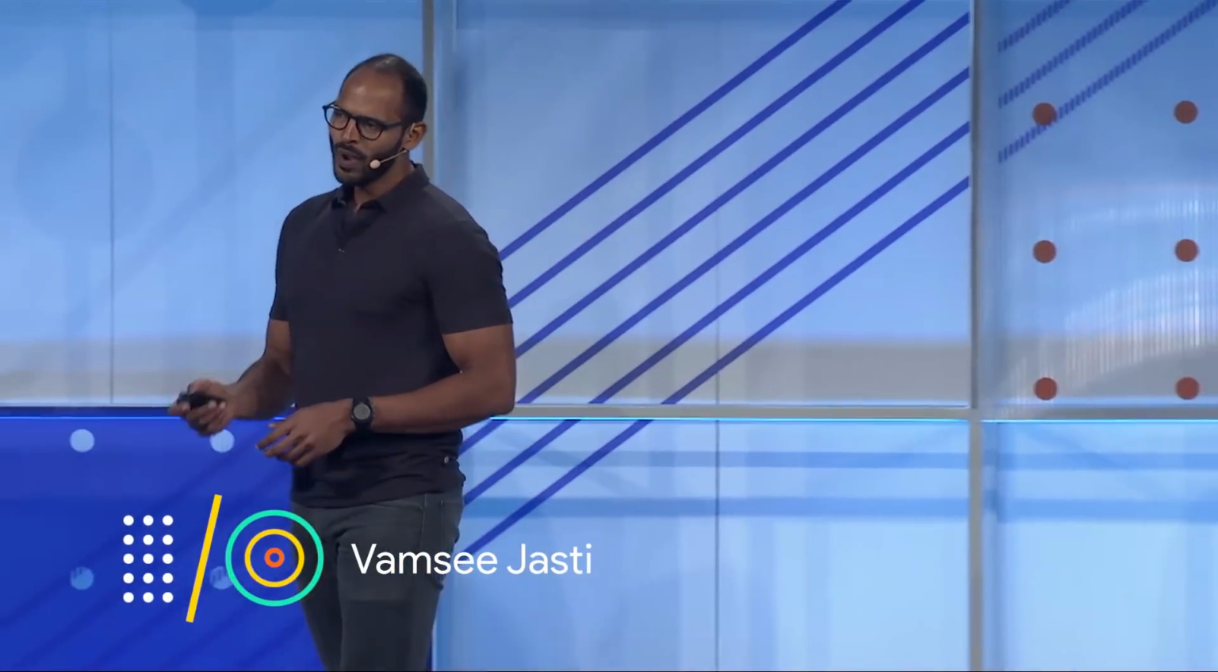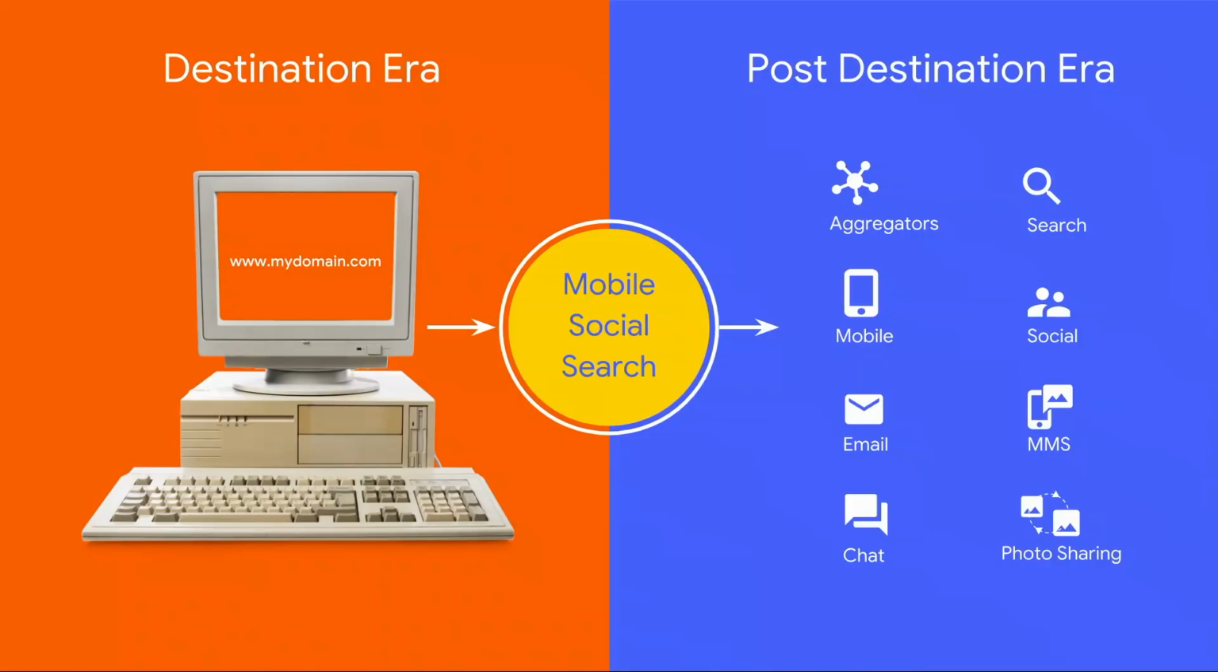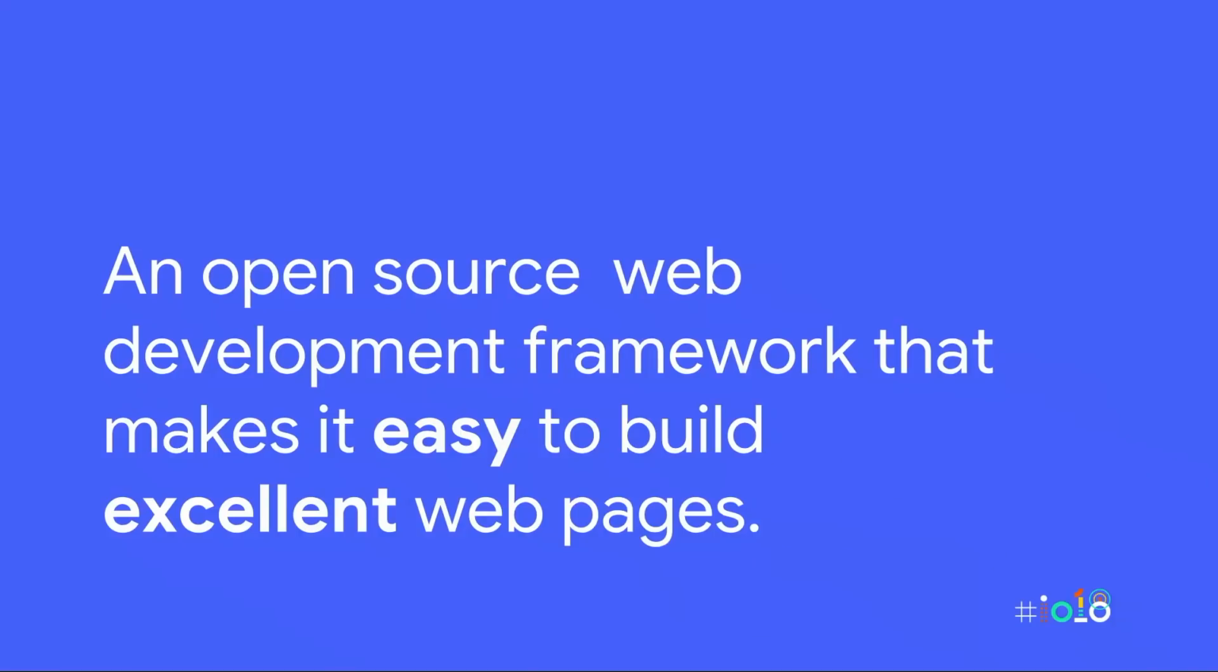Let's go. The web used to look like this. It was made of destinations that people remembered and went to. However, the web is transitioning to a post-destination era. Users' browser patterns have changed on the web because of social, mobile, and search, which means that users are finding your content across all sorts of devices and platforms, like aggregators, chat apps, social websites, search, and many others. So with AMP, we saw an opportunity to help developers have their experiences and content transition to this post-destination era. And today, we're going to tell you how.